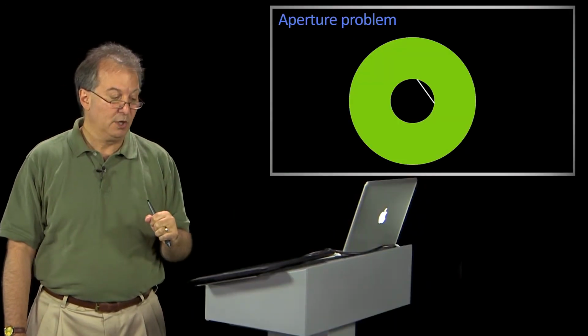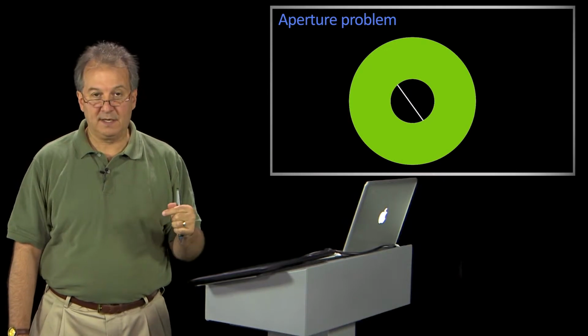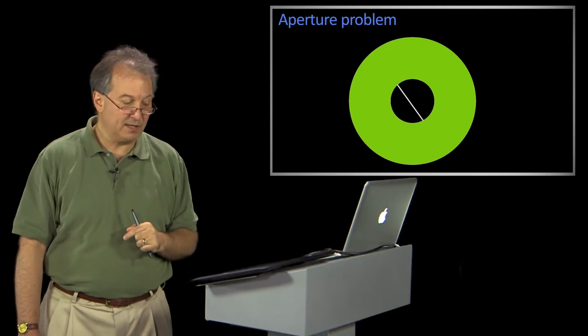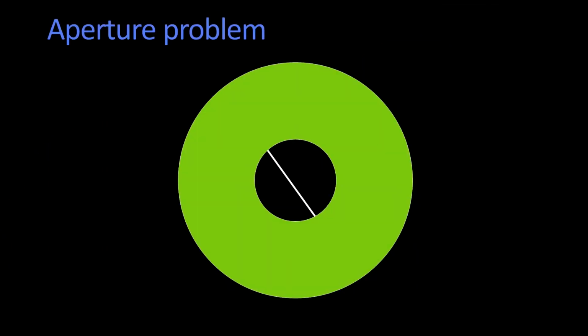Remember this little demo where we said that even though the actual thing is moving sideways and down a little bit, you see it as moving upwards, because the only part that you can see is that edge, and all you can tell is the direction of motion in the direction of the gradient.